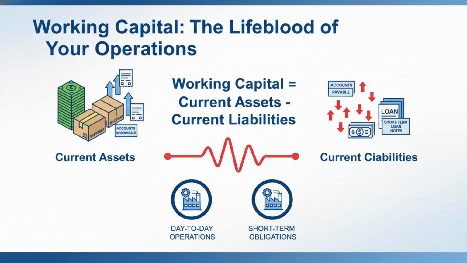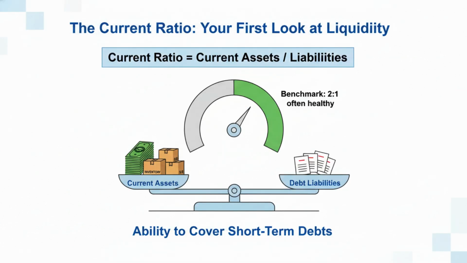A positive working capital indicates that you have enough liquid assets to cover your short-term debts, signifying a healthy operational flow. Conversely, negative working capital can signal potential liquidity problems, making it harder to meet immediate expenses and grow. Now, let's turn our attention to liquidity ratios, starting with the current ratio. This is one of the most widely used metrics for assessing short-term solvency.